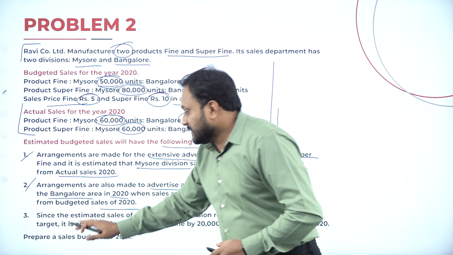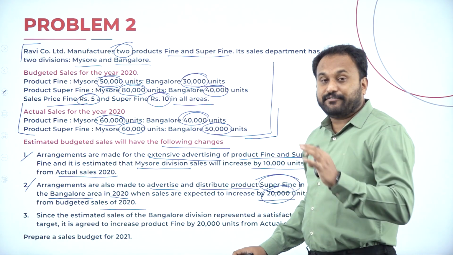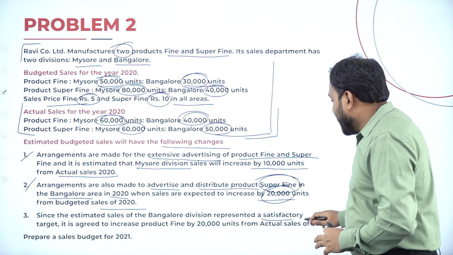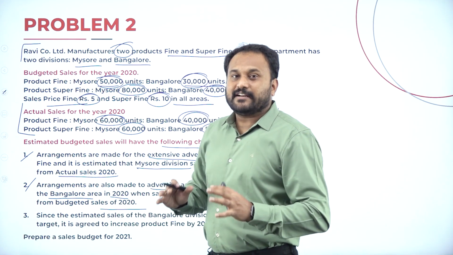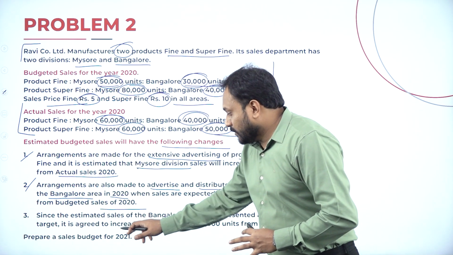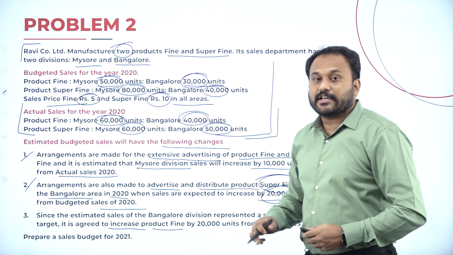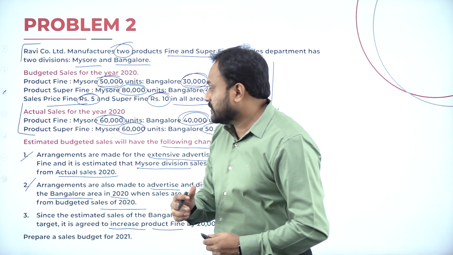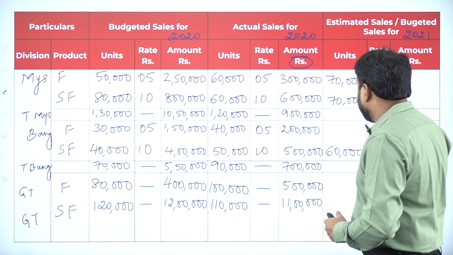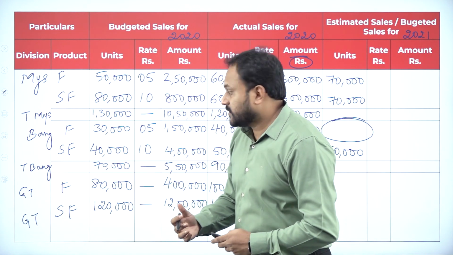This is done. The third one is, since the estimated sales of the Bangalore division represented a satisfactory target, they felt it as satisfactory and they have actually achieved the target. It is agreed to increase product fine. Now they are talking about product fine. Now we have Bangalore. Fine is to be done now, so here we are supposed to write. What is it that they are asking us?